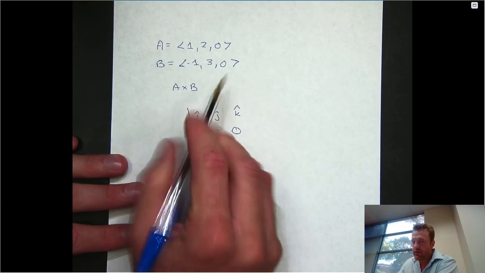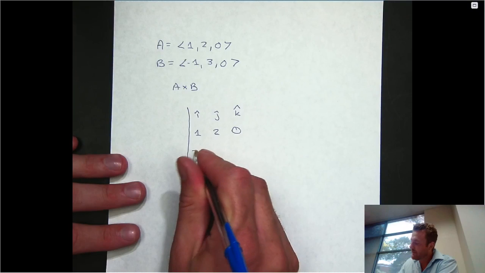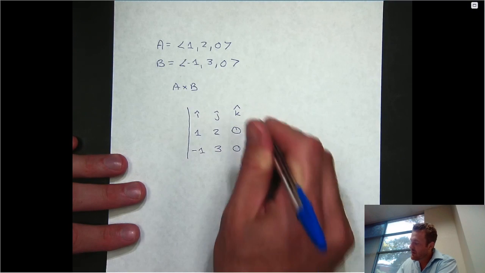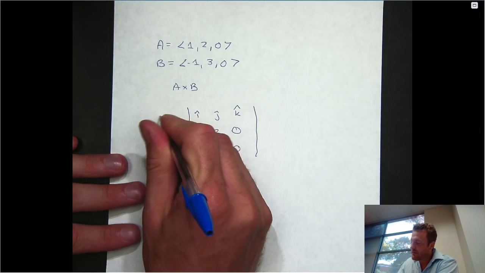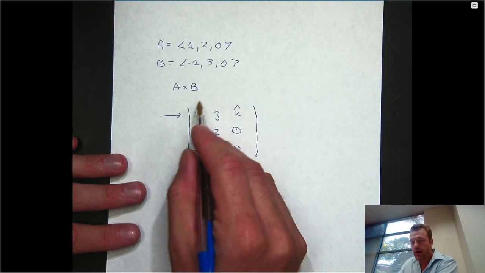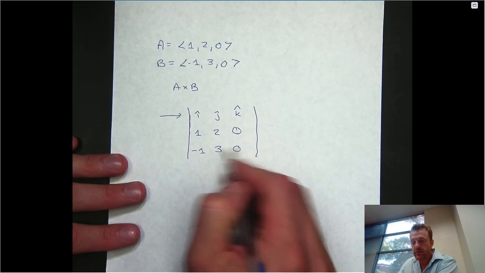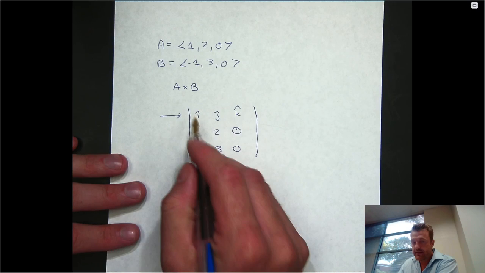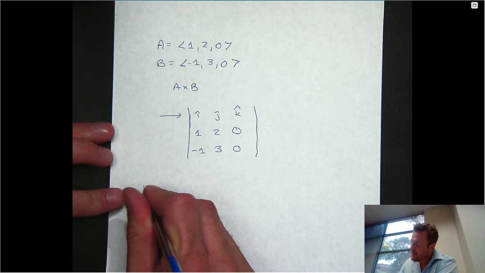And in the third row, we'll put the x, y, and z components of B. And then what we're going to do is move along this row step by step. With each element, we will cover the row, we'll cover the column, and we'll get a 2x2 matrix that we take the determinant of.